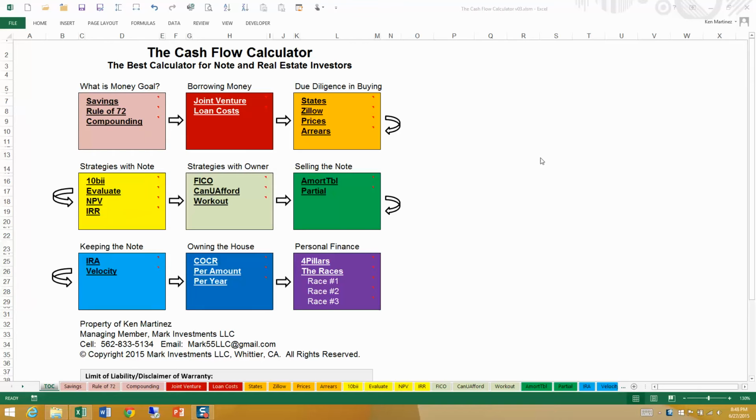You do need Microsoft Excel 2010 or later, but it does have the benefit of being able to see everything as opposed to a calculator where you're just limited to a single number on a very small screen. So there are some nice benefits from using a spreadsheet. I do have it broken up into 9 separate areas, 9 separate colors that correspond to the tabs on the bottom that sort of model the life cycle of a note from setting a goal to possibly owning a house, and then some other personal finance issues here.